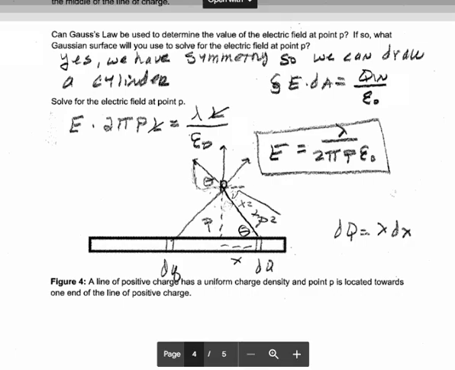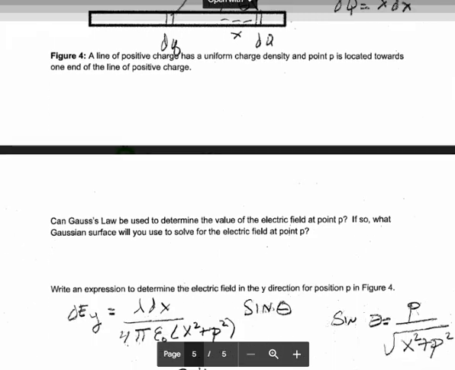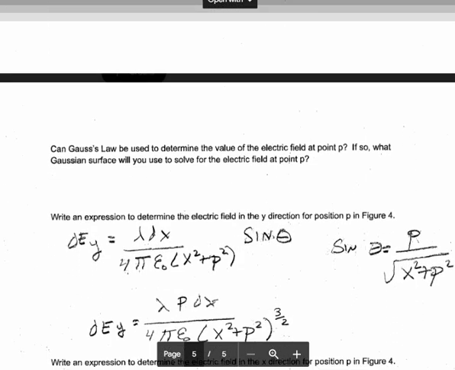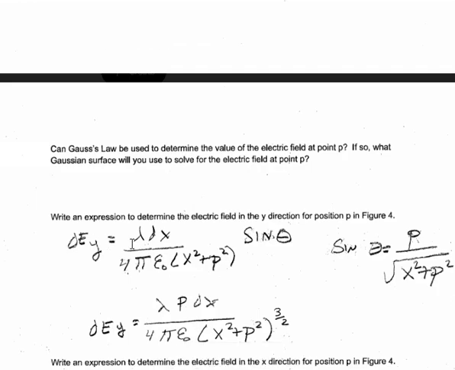All right, let's continue. So right now, we want to find the equations. We're not actually going to solve for this. So we cannot use Gauss's law for this because there is no symmetry. So we need to write an expression to determine the electric field in the y direction for position P. Okay, so dE is then going to be lambda dx over 4 pi epsilon naught. Our r squared is x squared plus p squared. And we're going to multiply that by the sine of theta.